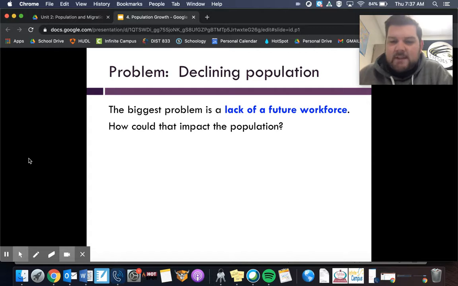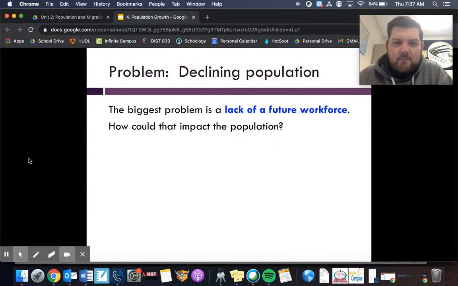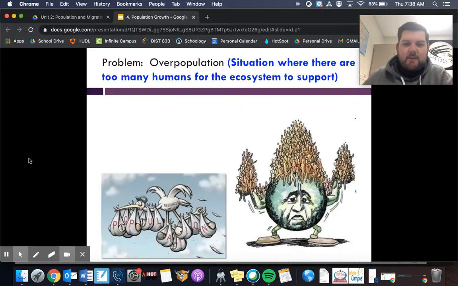Okay, and how does that impact population? Well, it can impact it in a couple different ways, right? It lowers the economy. If you don't have a good solid workforce, your economy gets worse, for sure. It creates fewer jobs, less growth and technological advancement because there are not as many people working to come up with ideas and create things. Okay, so it's a big problem.